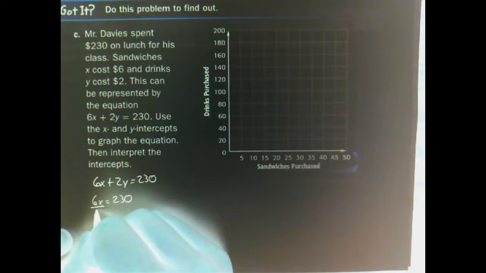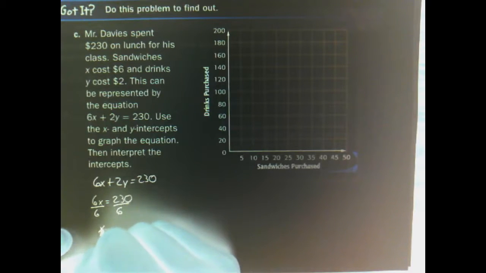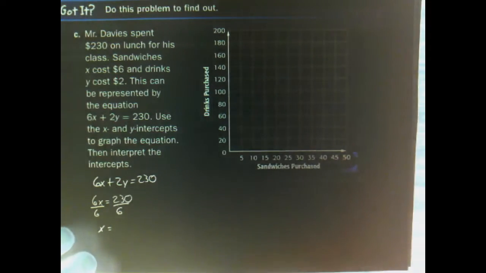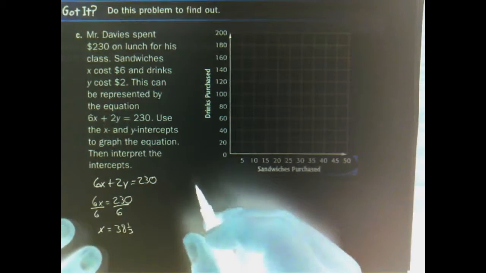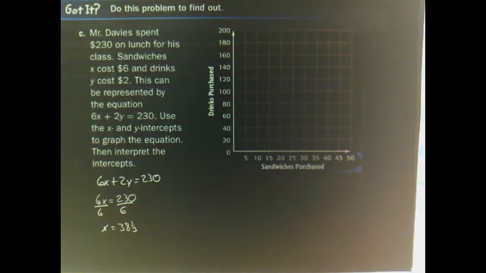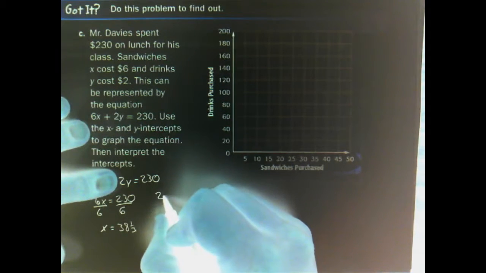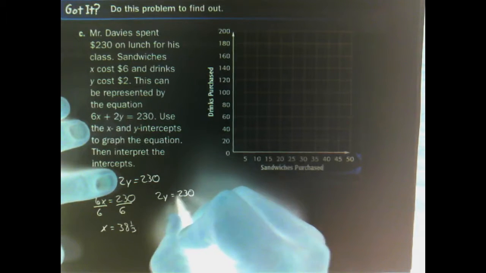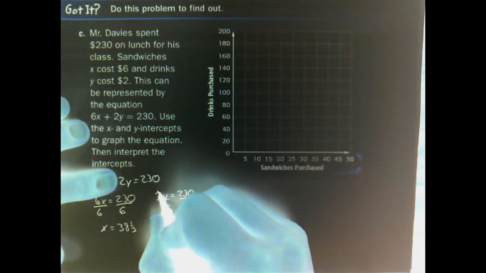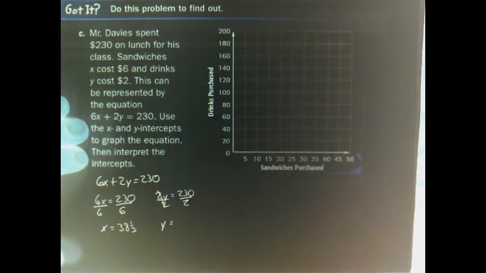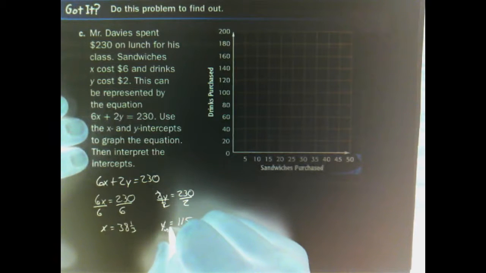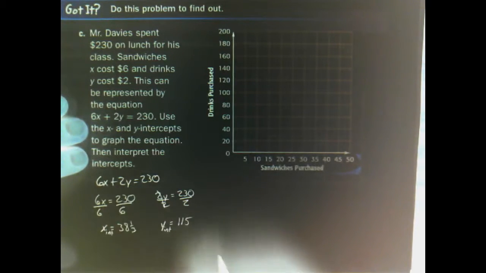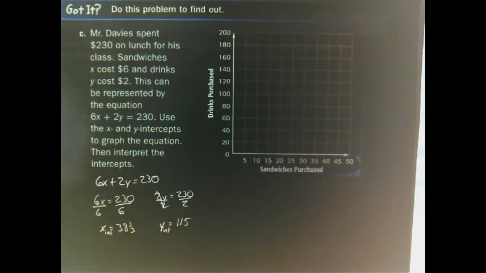So I divide by 6 on both sides, and I get x equals 230 divided by 6, 38 and 1/3. Okay. Likewise, I use the same process to find my y-intercept. So I cover up the x term, and I'm left with 2y is equal to 230. So I divide both sides by 2, and I get y equal to 115. So my y-intercept is 115. My x-intercept is 38 1/3.